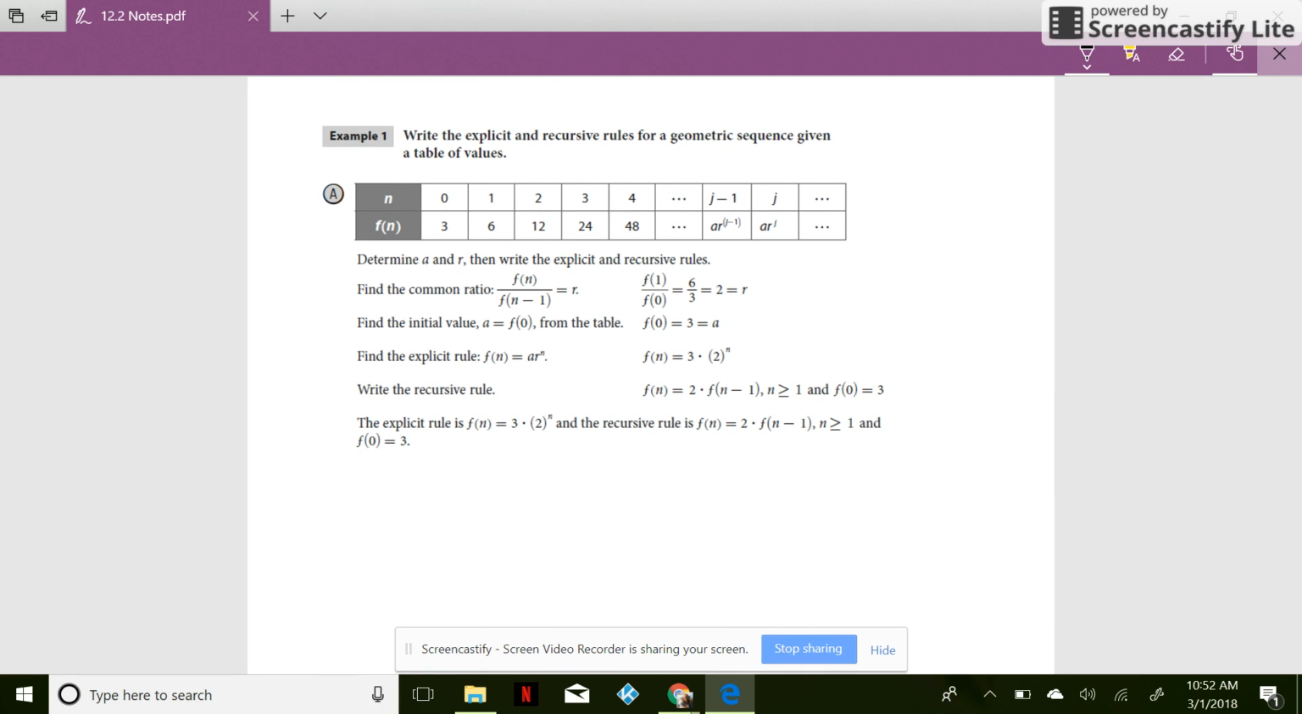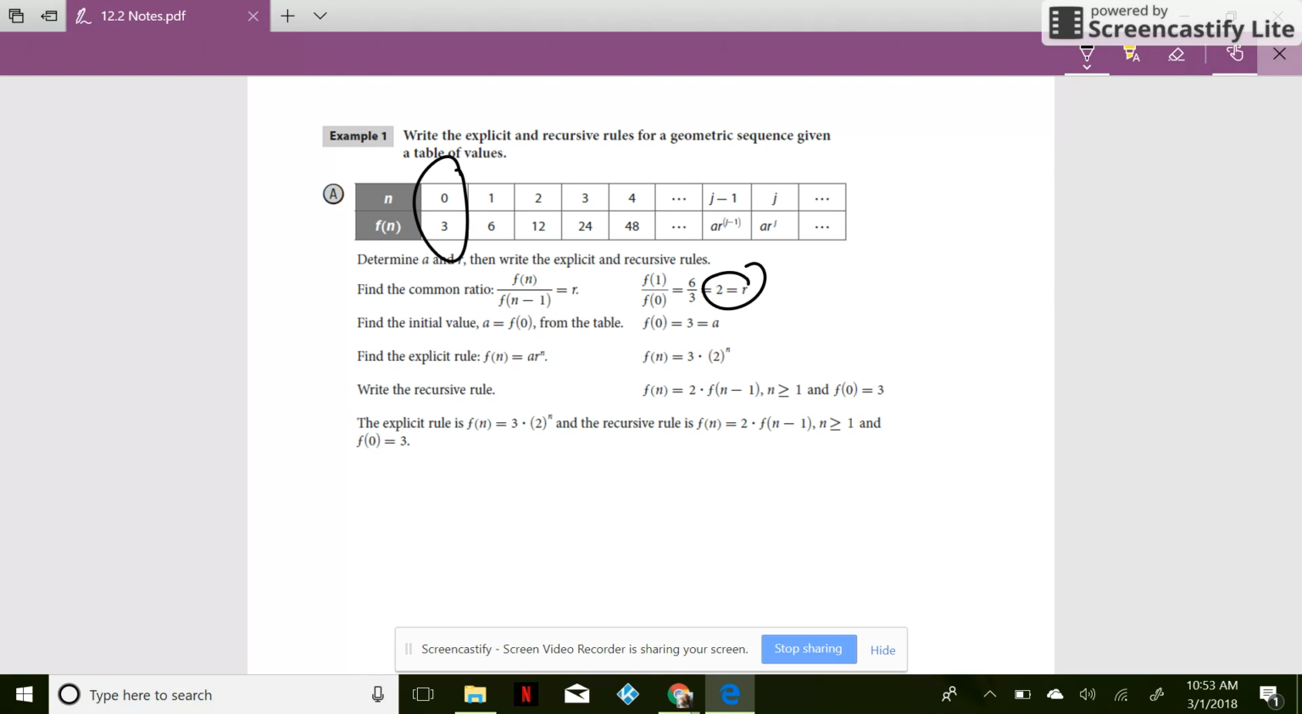So we want to write the explicit and recursive rule for the geometric sequence given. The first thing you have to do is determine your initial value and then your common ratio before you can write the rules. For the common ratio, you take the change and you make a ratio, a fraction, of your function values. In this case, it's right to left, unusually. So we take 6 over 3, which is 2. So that's your common ratio r. And then your initial value, we can see, is (0, 3).